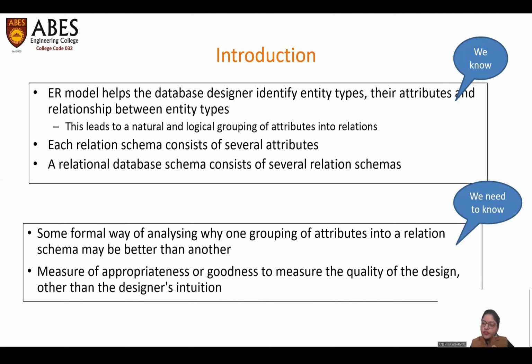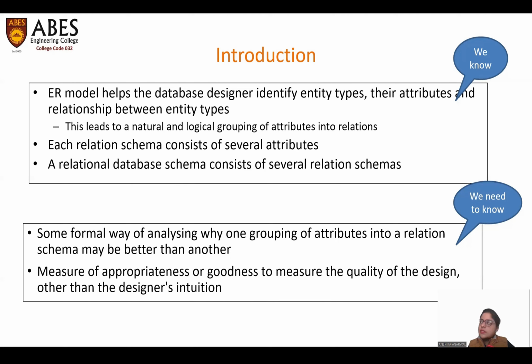Correct. Now, what do we need to know? We need to know some formal way of analyzing why one grouping of attributes into a relational schema may be better than another. A measure of appropriateness or goodness to measure the quality of design, other than the designer's intuition.